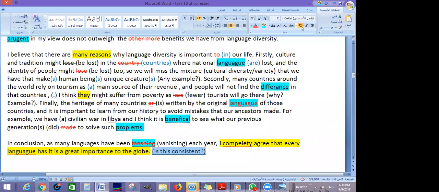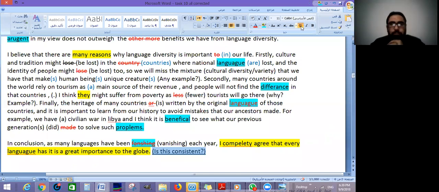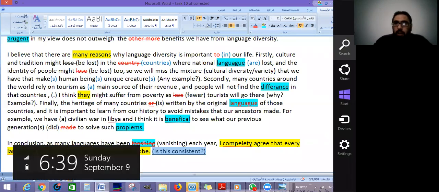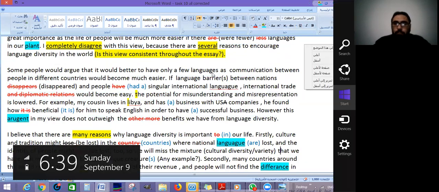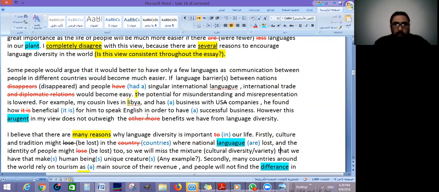I want to say that it's important to preserve every language. So you want to say that language diversity is important, but you also do not deny the fact that it has some benefits when it comes to communication and so on. Yeah, like in this body paragraph here, when you're talking about that. So you don't deny that, yeah.